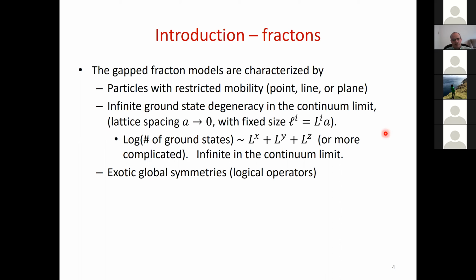The first thing is that there are particles of restricted mobility. So the spectrum includes particles which are either restricted to be at a point, or restricted to move on a line, or restricted to move on a plane. So a particle that can only move in the XY plane, but cannot move in the Z direction, and another particle that can move only along the X direction, but cannot move in Y and Z, and there are particles that cannot move at all.